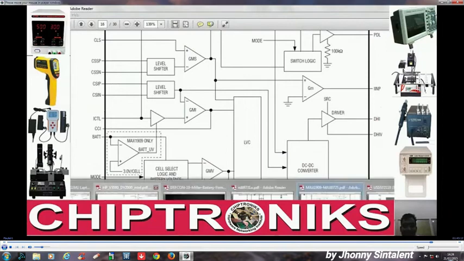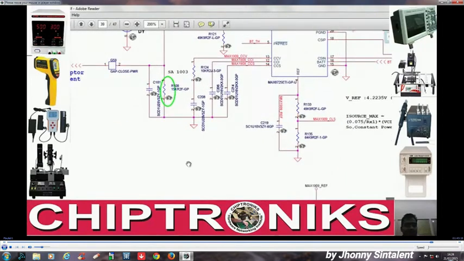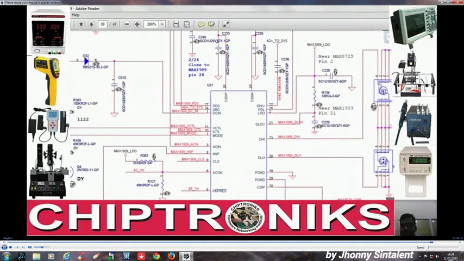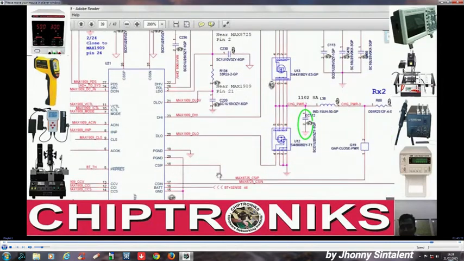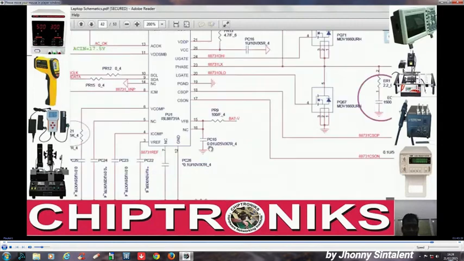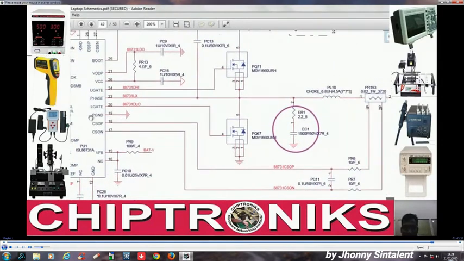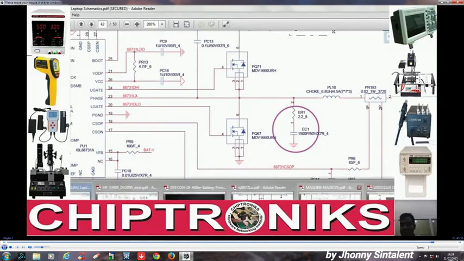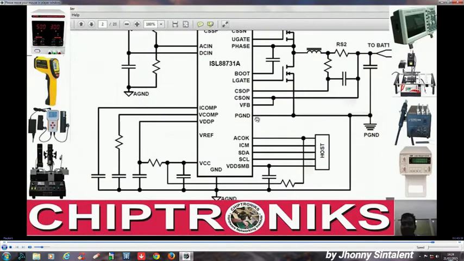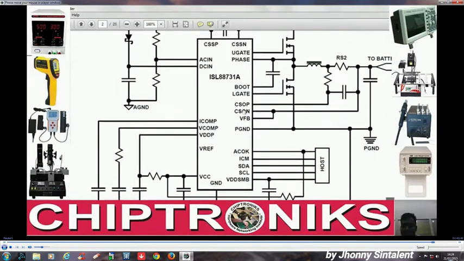We can see over here in CSI, this is DV2000, CSIP and CSIN, and here in Lenovo this is CSOP and CSON. So it looks very much similar, right? It looks almost similar.